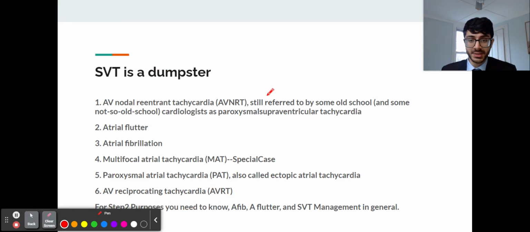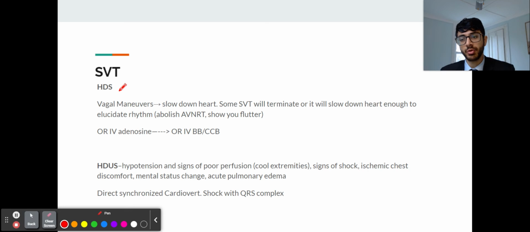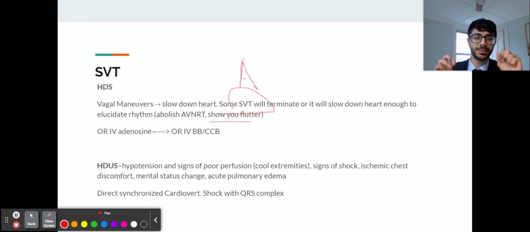So for PSVTs, which is AVNRT, previously called PSVT, I'm going to show you what to do. You're going to recognize that it's a PSVT, or actually any SVT. And if they ask you what the first step is, you're going to do vagal maneuvers. Vagal maneuvers are Valsalva or carotid sinus massage. Some SVTs will terminate. AVNRT will basically terminate, and anything else will delineate your rhythm. So if you see an SVT, the first step is vagal maneuvers.